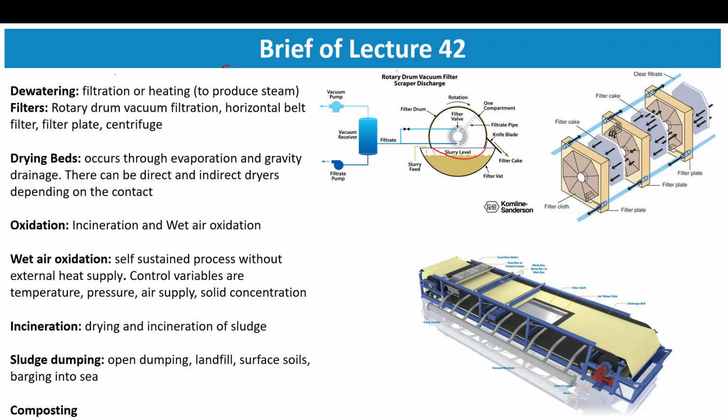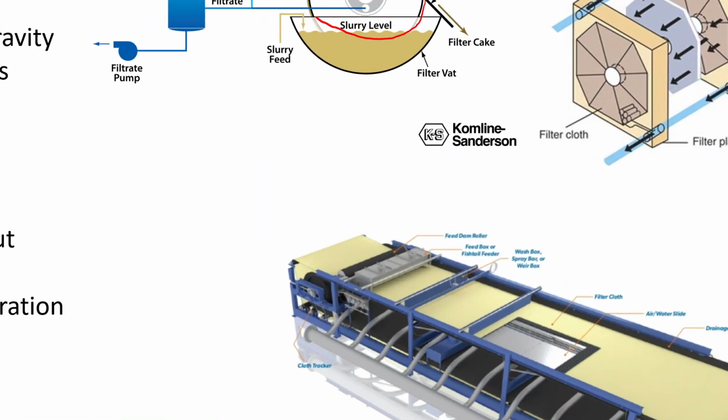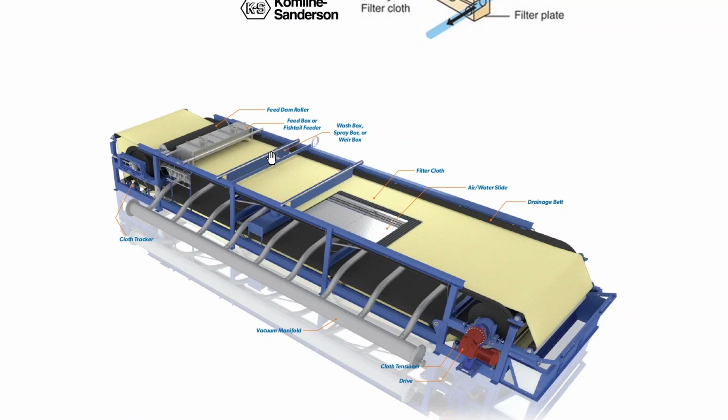Now, next could be the horizontal belt filter. This is very simple and, as the name suggests, it is a horizontal belt which will have the filter cloth. So let me zoom into this picture. Here also, this is the filter cloth, so only water will be able to pass. Now, this is the feed side.